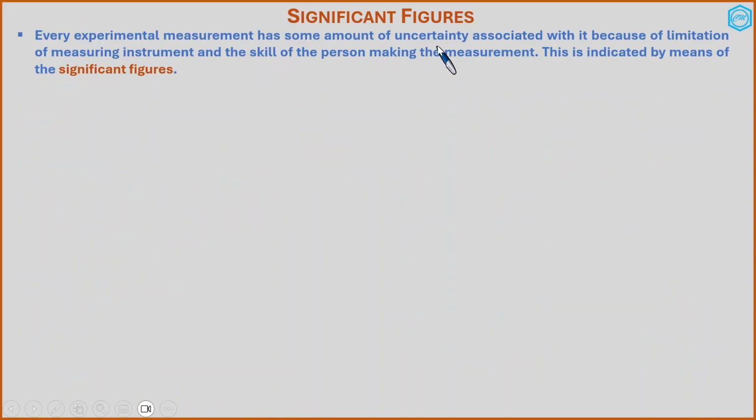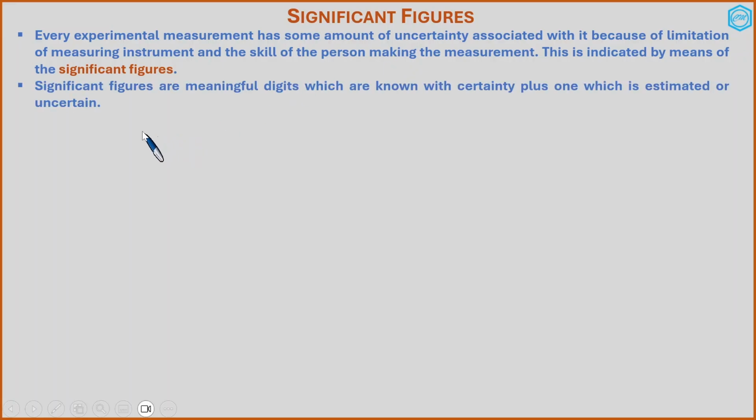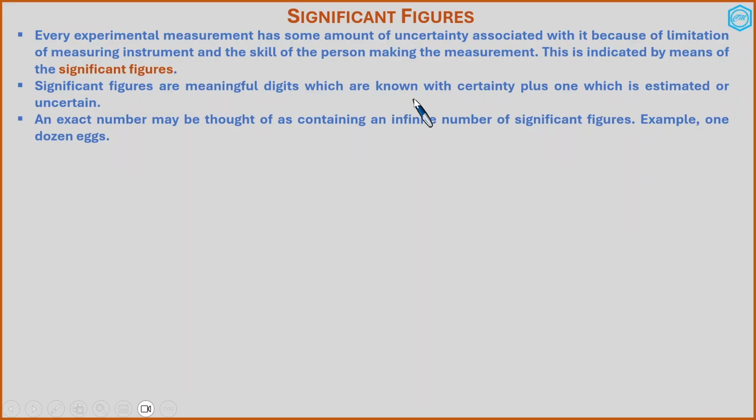We know every experimental measurement has some amount of uncertainty associated with it because of the limitation of the measuring instrument and the skill of the person making the measurement. This is indicated by means of the significant figures. Significant figures are meaningful digits which are known with certainty plus one which is estimated or uncertain. An exact number may be thought of as containing an infinite number of significant figures. For example, 1 dozen x, that is 12x. There are 12 x, nothing more, nothing less. For a detailed description of significant figures, refer to my video Basic Chemistry Classroom Learning Part 1.